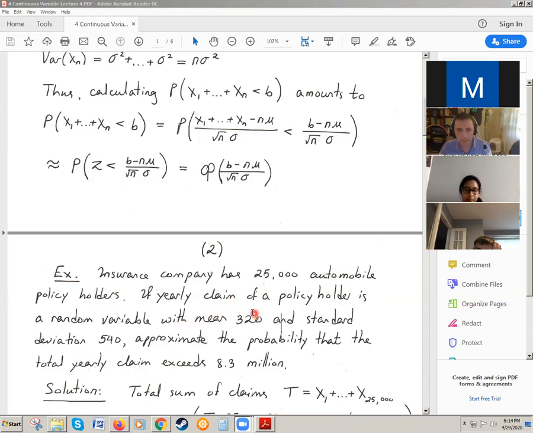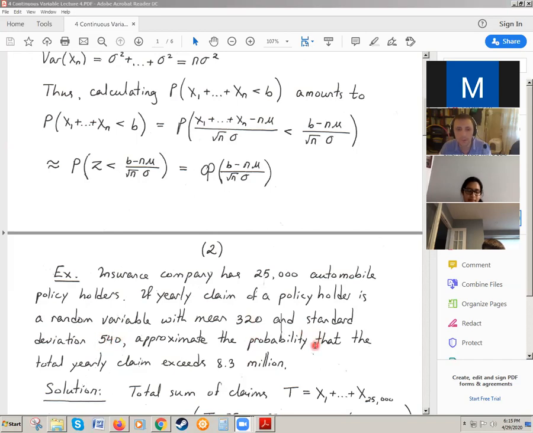So what you have is, on average, imagine it is $320 that will be asked in a year, and the standard deviation is 540. So you understand, right? This is our average. We don't know how this is distributed. We just know that the variation from the average is this number squared, right? The variance is this number squared.